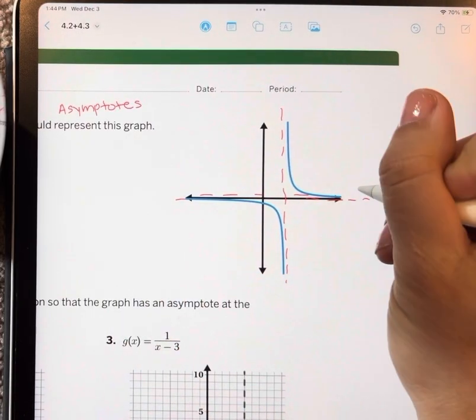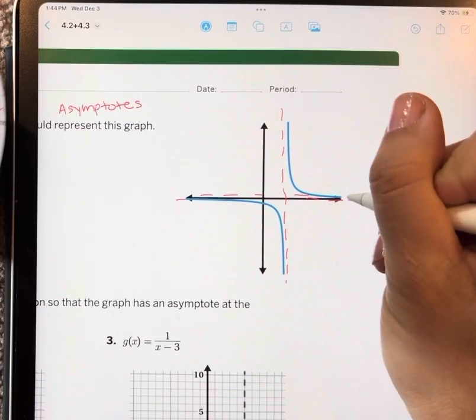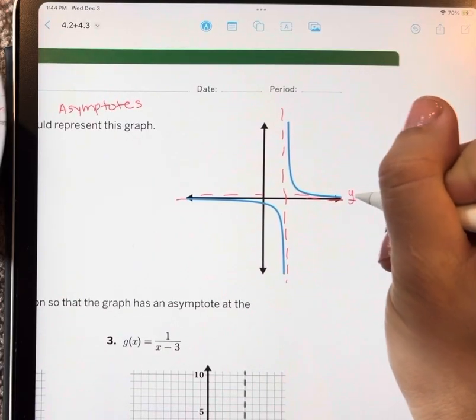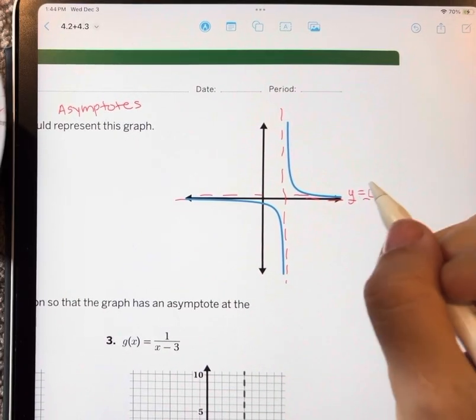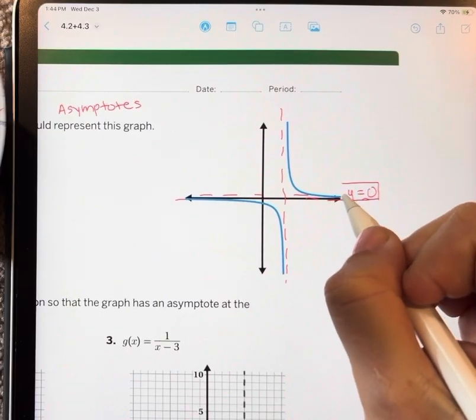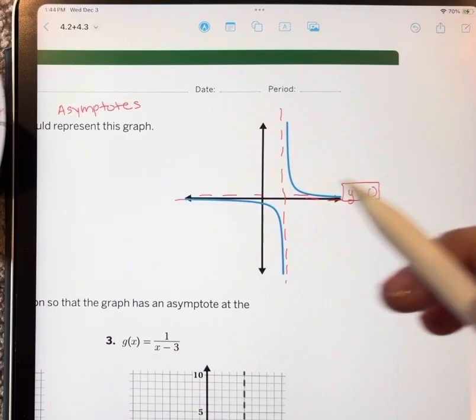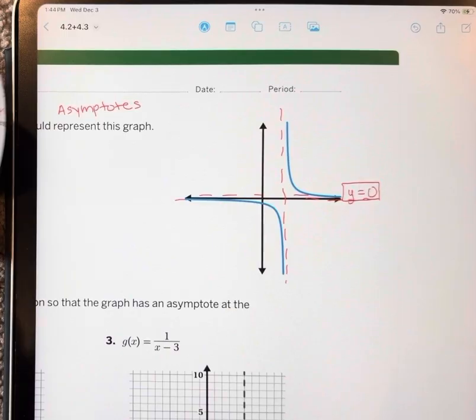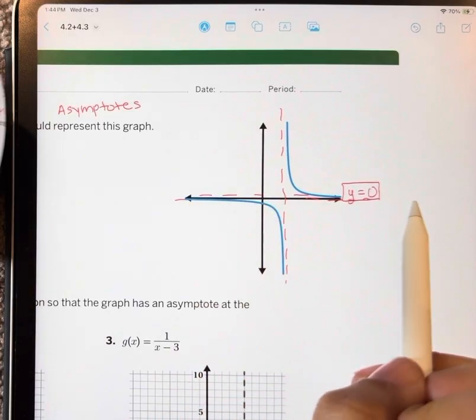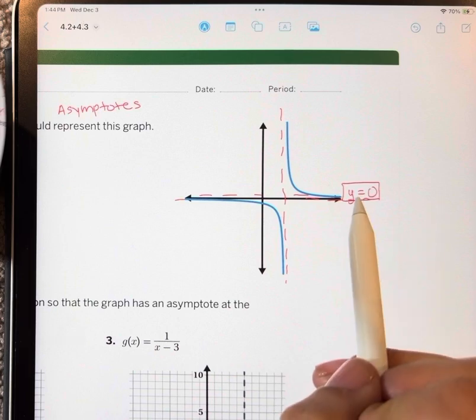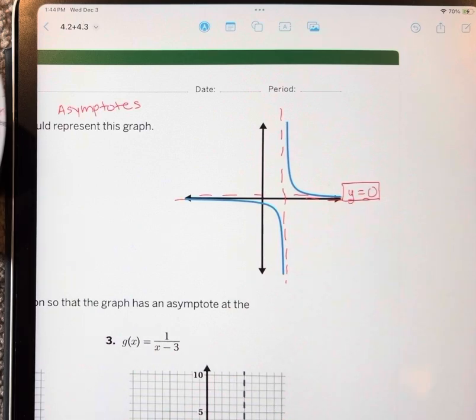The horizontal one's equation, we can tell, since it's the x-axis, is y equals 0. Now remember, you can't say that the horizontal asymptote is 0. It's not 0. It's y equals 0. 0 is a constant, just a number. This is a line that goes forever to the left and right, so you've got to give me an equation for it.